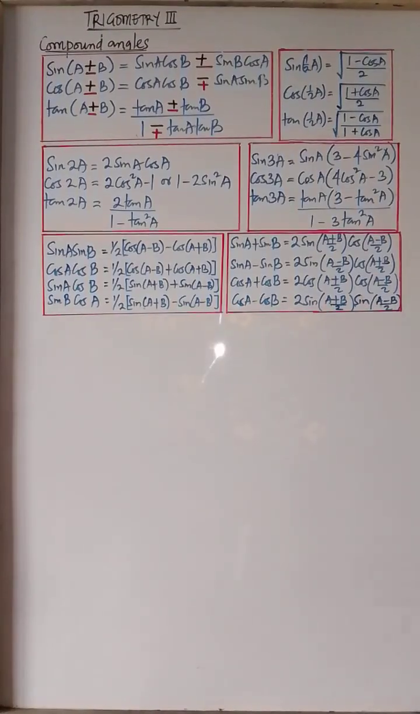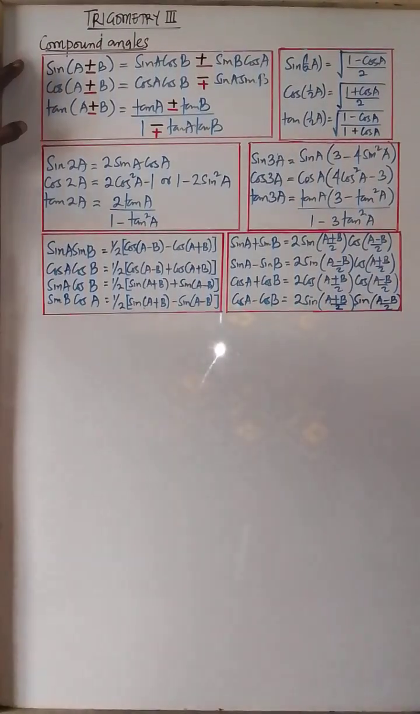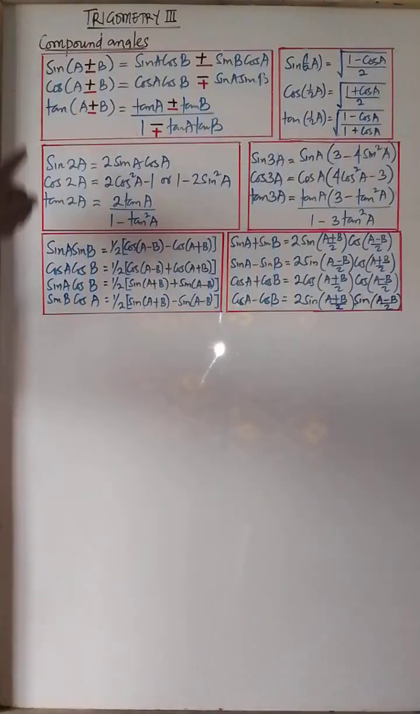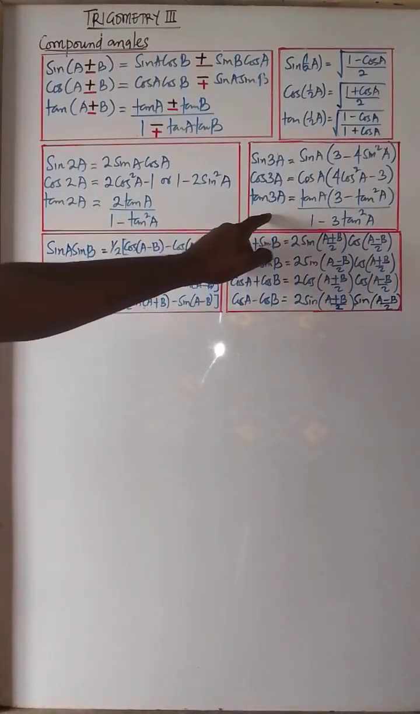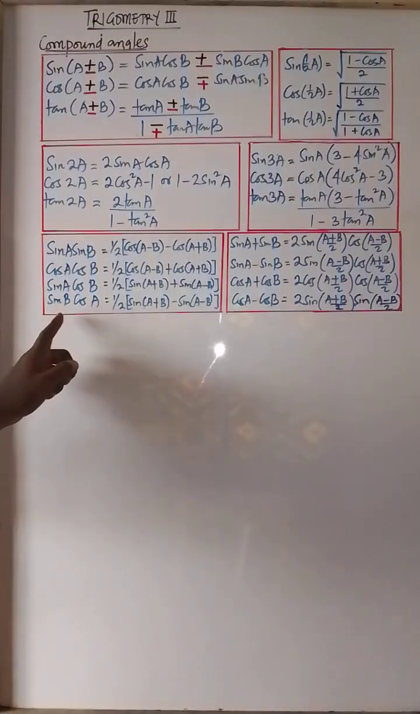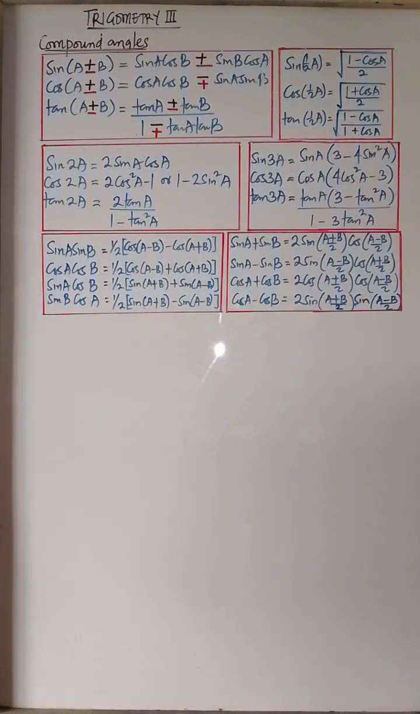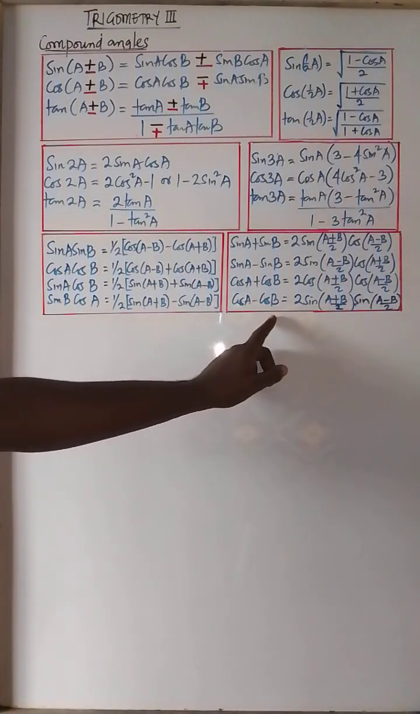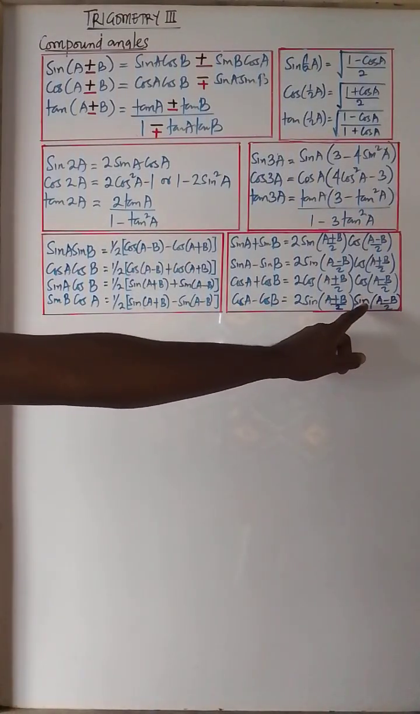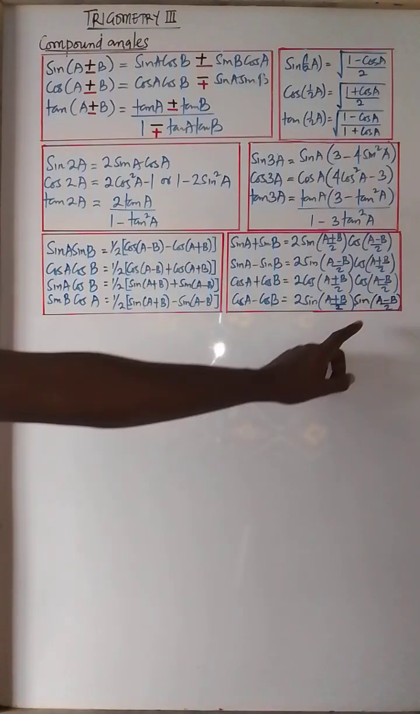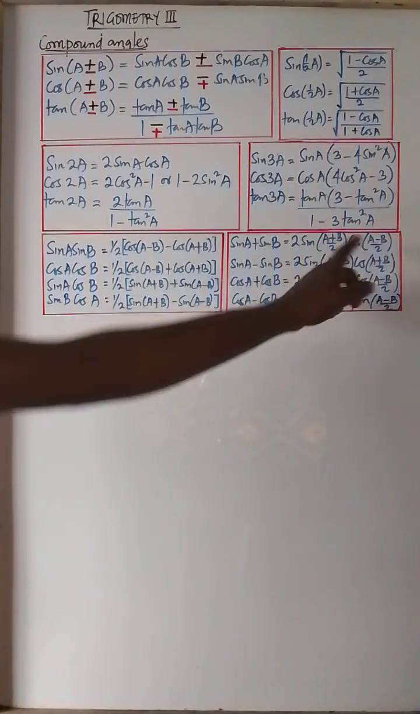In our last class, we discussed compound angles, double angles, triple angles, half angle, product to sum formula, sum to product formula. But go back to the video, the last part, cos A minus cos B. I wrote cos here instead of sine. Please note that error.